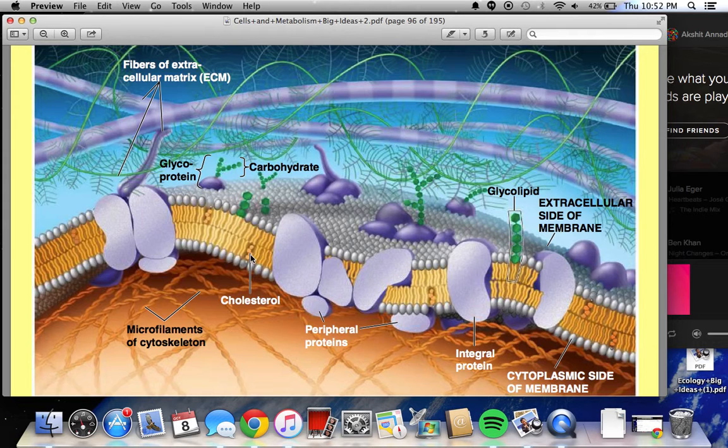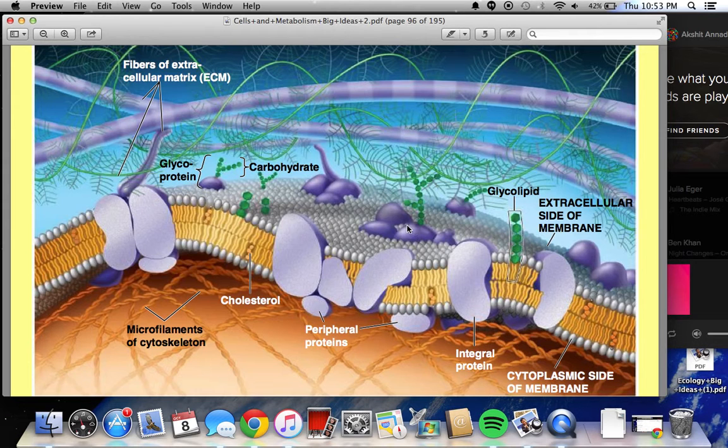These little orange thingamabobs are cholesterol. They keep the cell fluid, you just need to know that they keep the cell fluid, and it's really important for us to have them. The big proteins that go through the membrane are integral proteins. Integral because they are the bigger ones.